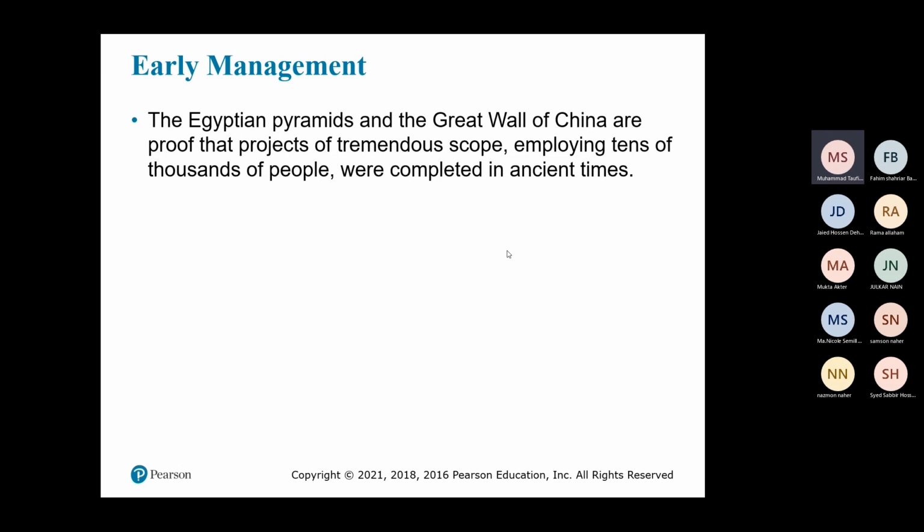How can the buildings or the monuments be built without the cooperation of people? It will not happen. So the people have to cooperate. And to ensure that everyone is cooperating, there must be somebody that has the ability to manage the people. So the Egyptian pyramid and also the Great Wall of China are proof that management knowledge was already being developed, even thousands of years ago.